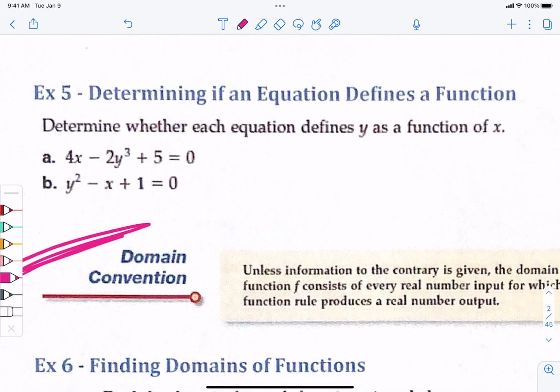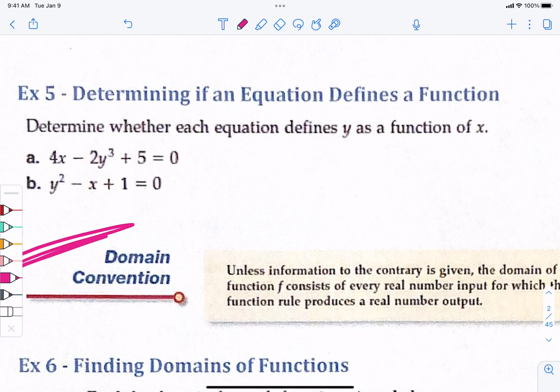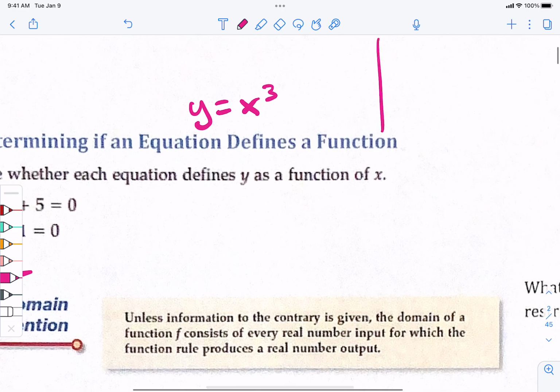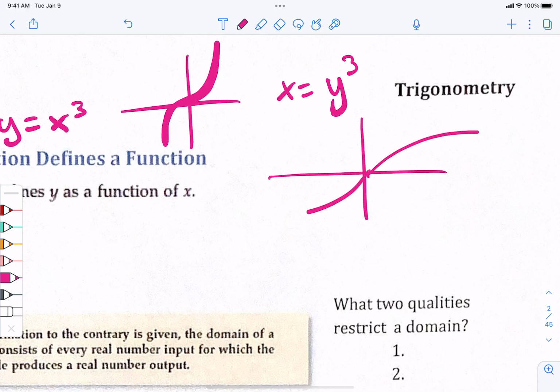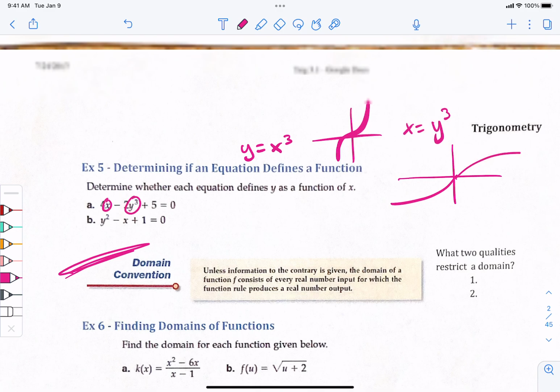Example 5, determine whether each equation defines y as a function of x. I have an x and a y to the third power. Do you know what y equals x to the third power looks like? It looks like one of these things, right? So do you know what x equals y to the third power is? Flop it. It's like the cubic root, which is actually what it would be if you took the cubic root.